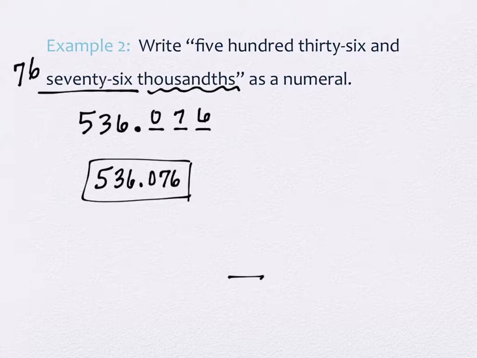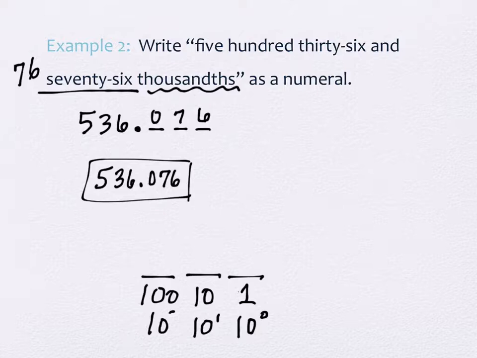So like if we have our ones place, 1 is really the same as 10 to the 0. And if we have the tens place, that's 10 to the 1. And if we have the hundreds place, that's 10 squared. And they're all base 10 numerals.